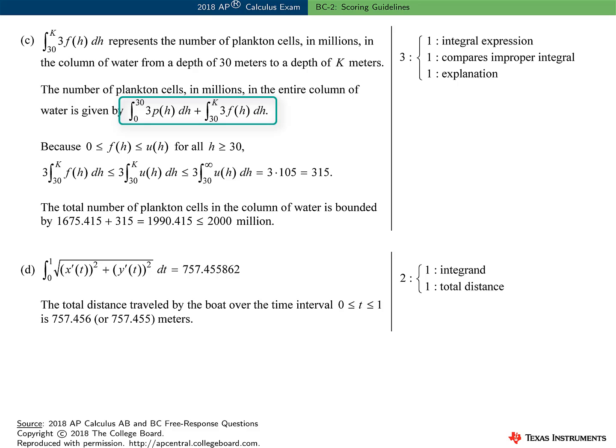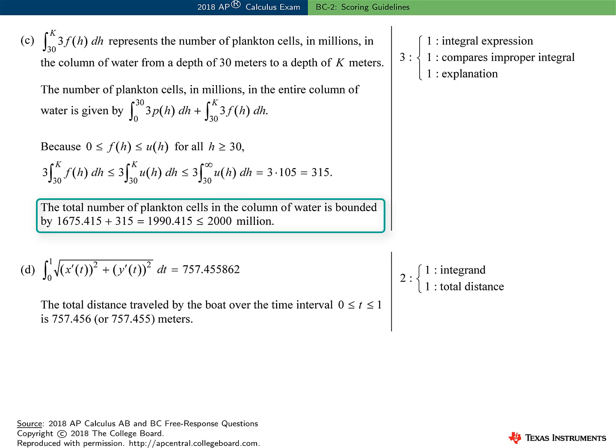Part C was worth 3 points. The first point was for writing an integral expression that gives the number of plankton cells in the entire column. And we really need 2 separate integrals here, one involving the function p, and the other the function f. The second point was for comparing the integral involving f with an improper integral involving u. And the third point was for the explanation, that is, why the number of plankton cells in the column is less than or equal to 2,000 million.